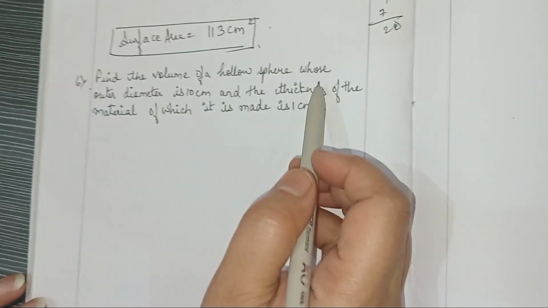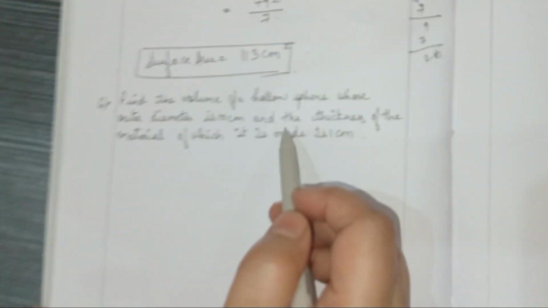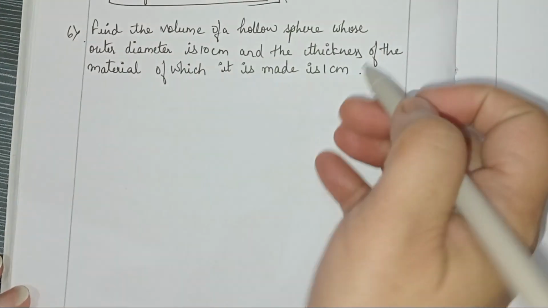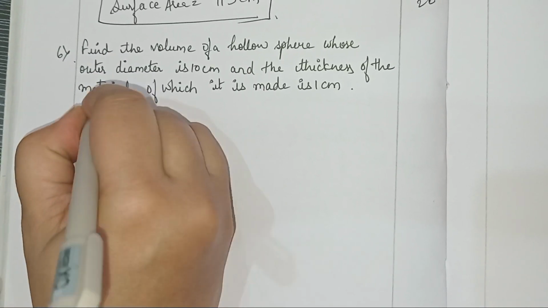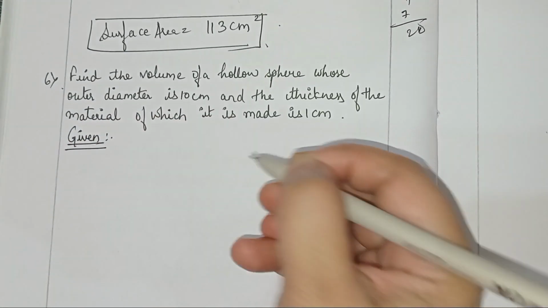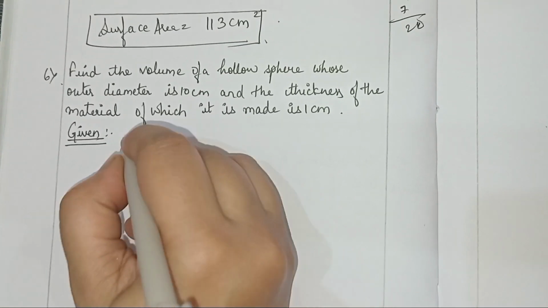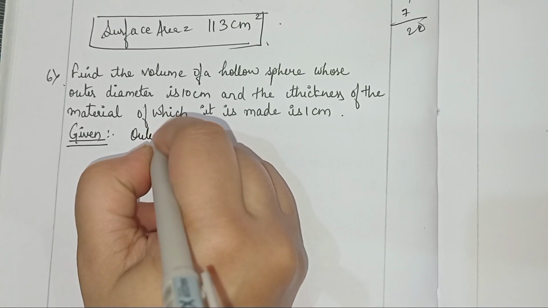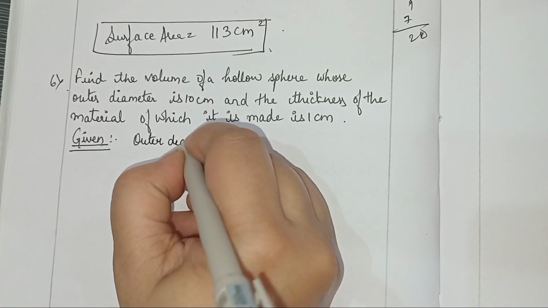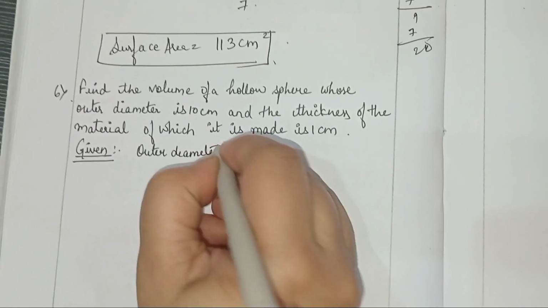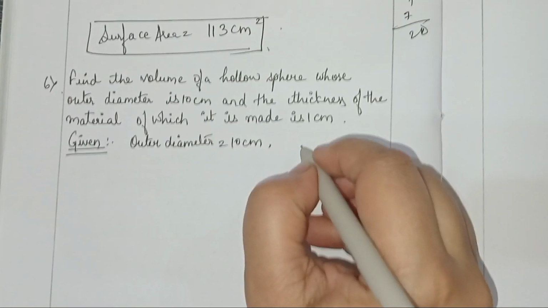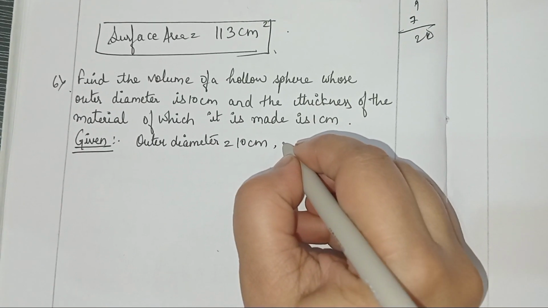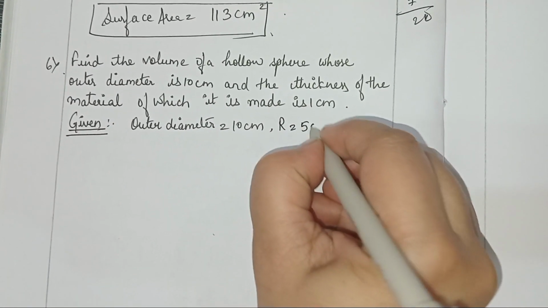Find the volume of a hollow sphere whose outer diameter is 10 centimeters and the thickness of the material of which it is made is 1 centimeter. Given outer diameter is equal to 10 centimeters, so the radius will be 5 centimeters, as we know.